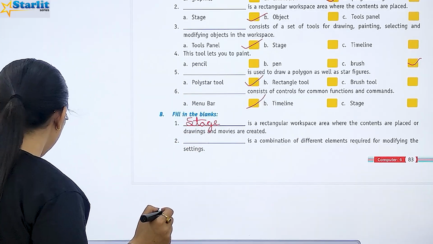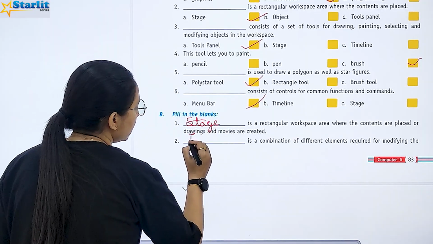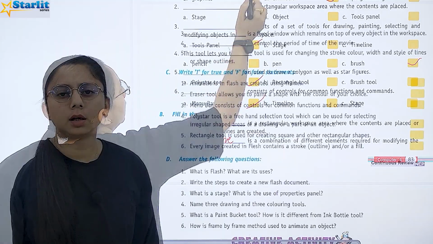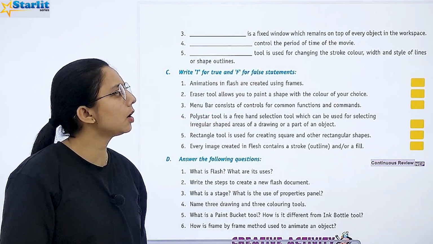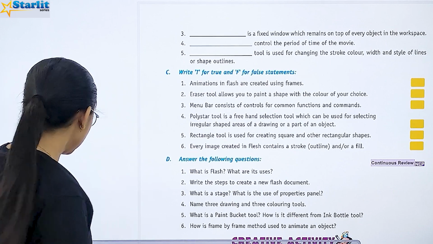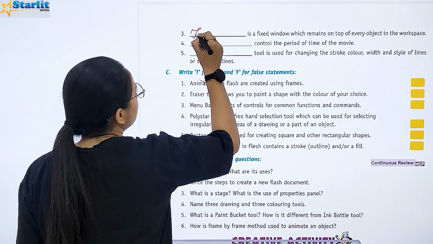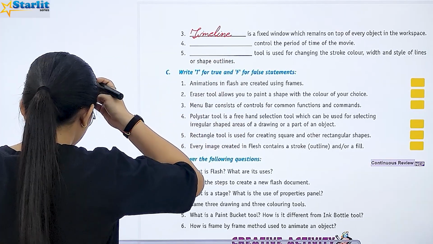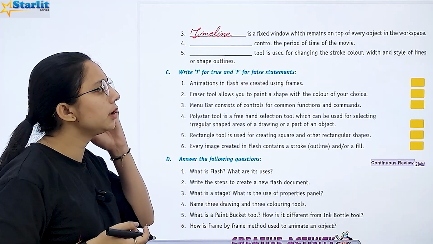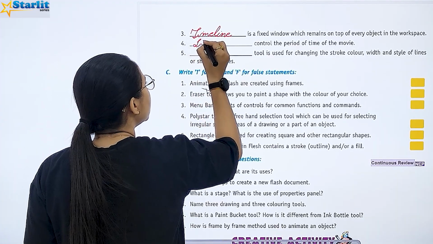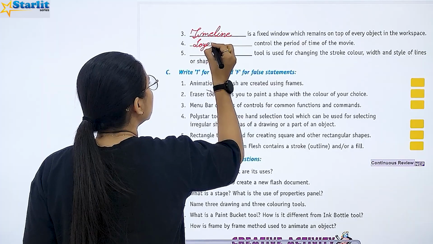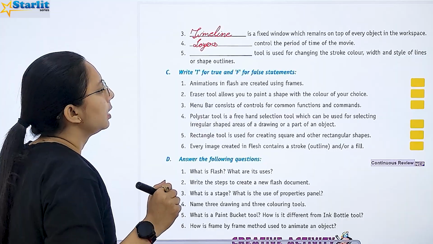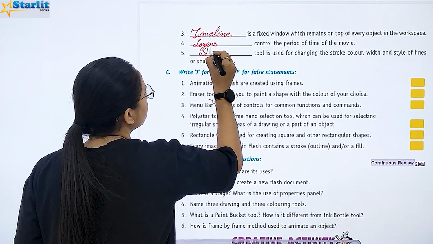This is a combination of different elements required for modifying setting. That is timeline. This is a fixed window which remains on top of every object in the workspace. That is timeline. This controls the period of time of the movie. तो क्या control करता है? Layers. This tool is used for changing the stroke color, width and style of the lines or shape. तो आपके stroke.